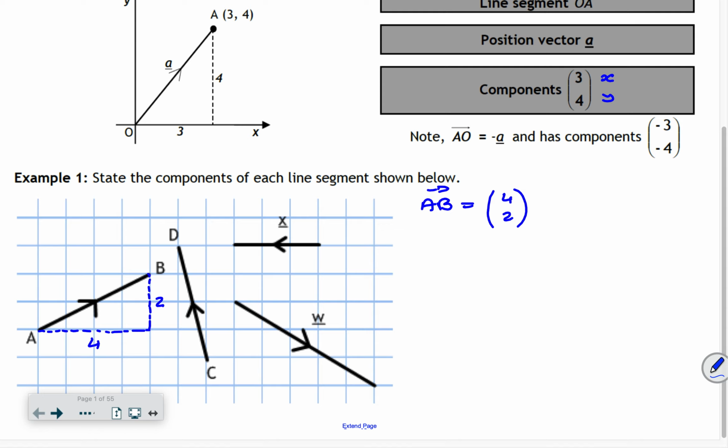If I look at the vector CD, I'm going from C. I'm first of all going along the way, along to the left, and then I'm going up the way.